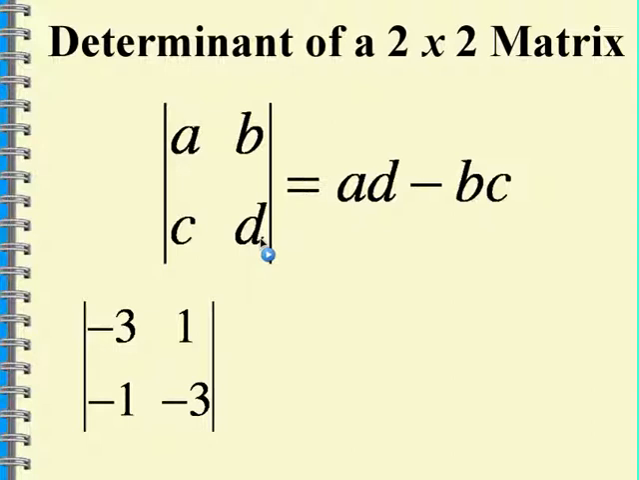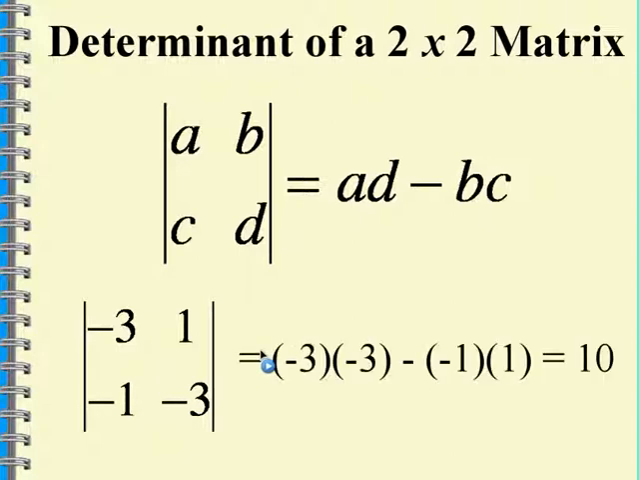Now, first of all, we have to observe this is a square matrix. Okay, it's a 2 by 2. So what am I going to multiply first here? Negative 3 times negative 3. I'm going to multiply that first diagonal, right? And then I'm going to multiply the 1 and the negative 1. So basically I'm taking negative 3 times negative 3 minus negative 1 times positive 1. And all you do then is calculate that.